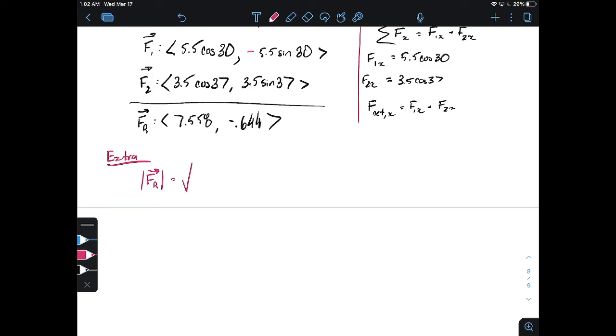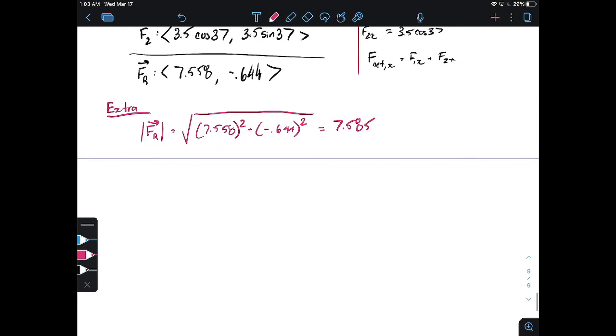And this is equal to the square root of 7.558 squared plus negative 0.644 squared. And I'm going to plug that in. Okay, so the result for that would be 7.585, which is close to the x because that's the main force there, the larger part.